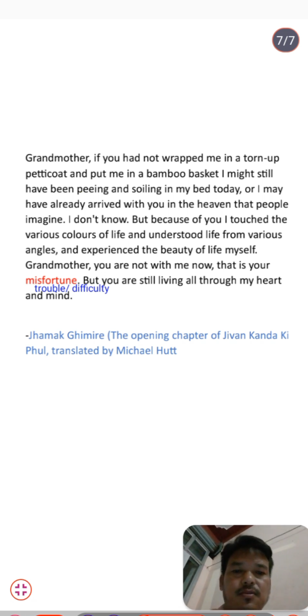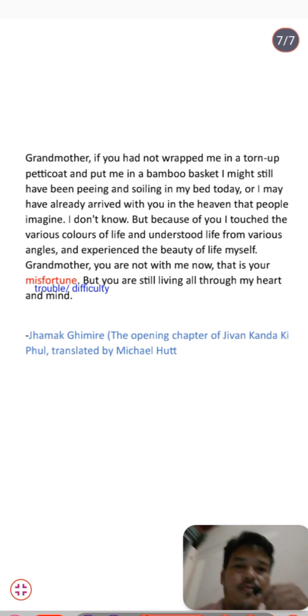Here is the word meaning. Petticoat is a kind of underskirt, mostly worn by women in Nepal.